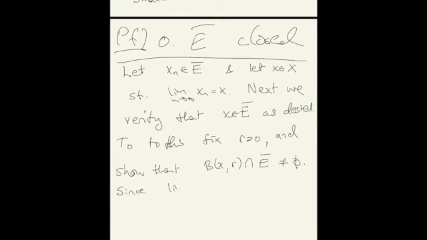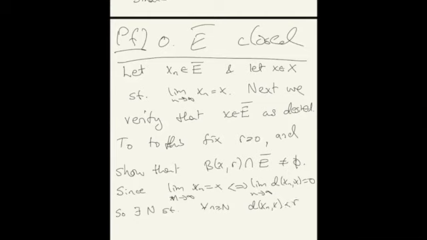Since the limit as n goes to infinity of Xn is equal to X, we have that the limit as n goes to infinity of the distance of Xn to X is equal to 0. This is equivalent to that. It's the definition of convergence. So there exists some capital N such that for all n bigger than or equal to capital N, the distance from Xn to X is at most R. So we're using the definition of convergence, with epsilon and R positive. So eventually they're close enough.